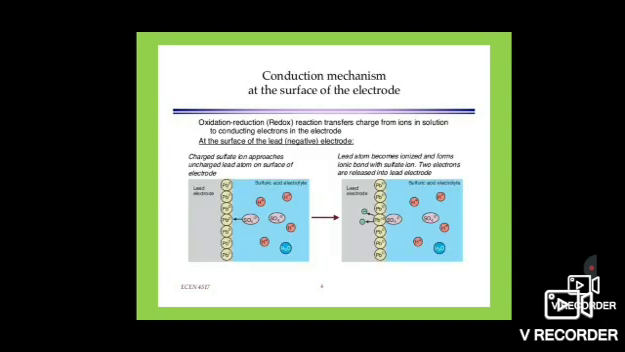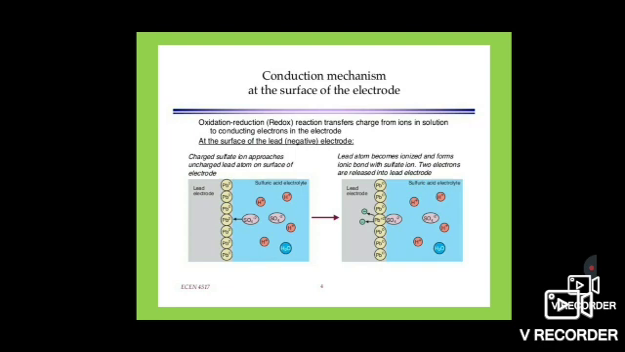Let us see the conduction mechanism at the surface of the negative electrode. There will be an oxidation and a reduction, that is a redox reaction, which transfers charge from ions in solution to conducting electrons in the electrode. First we will see the negative electrode surface.